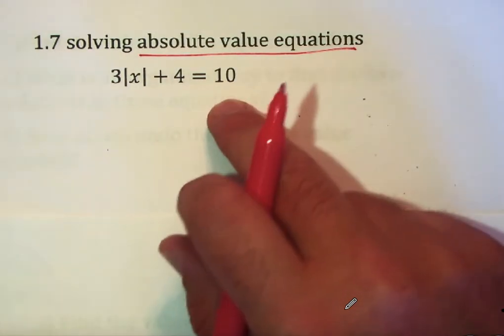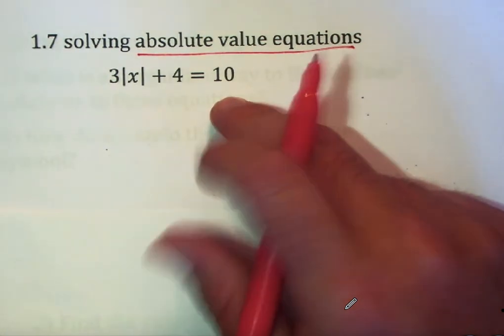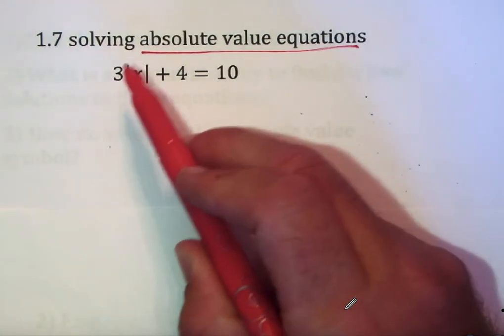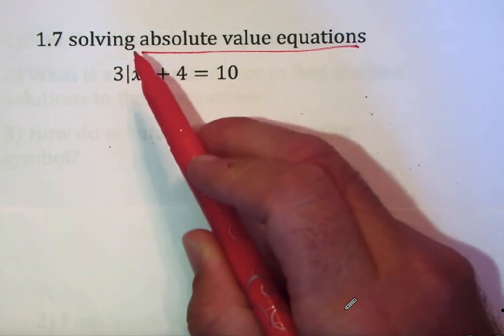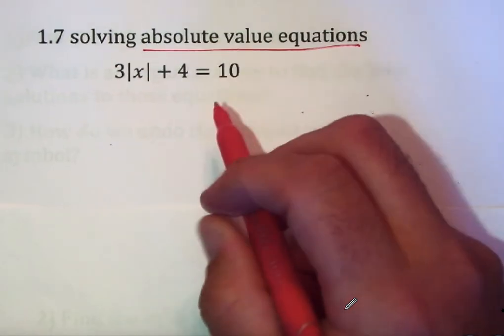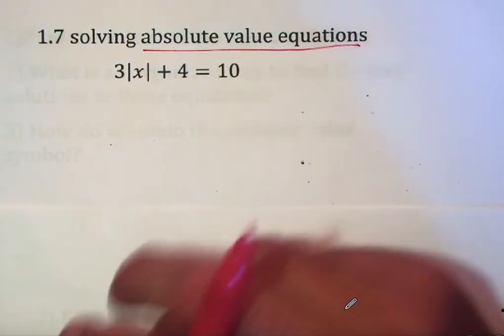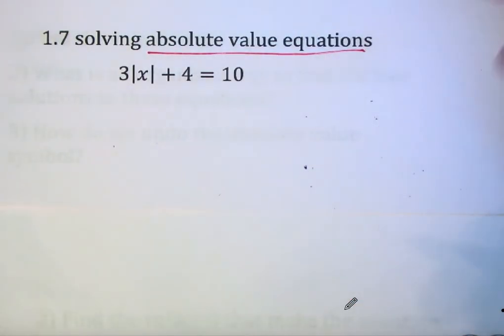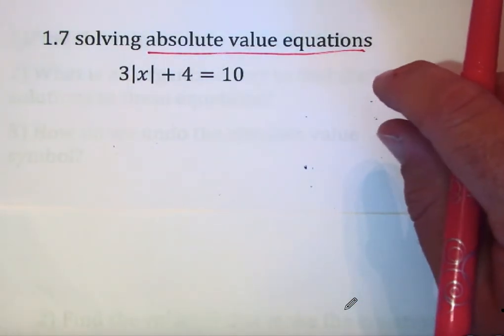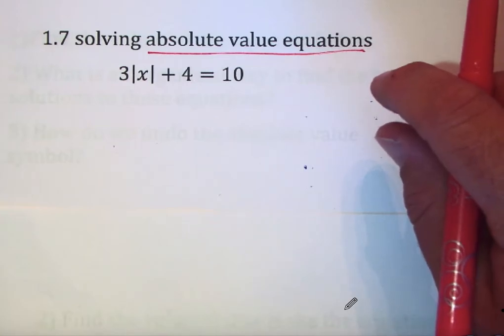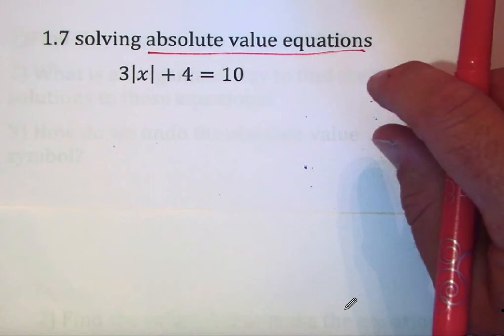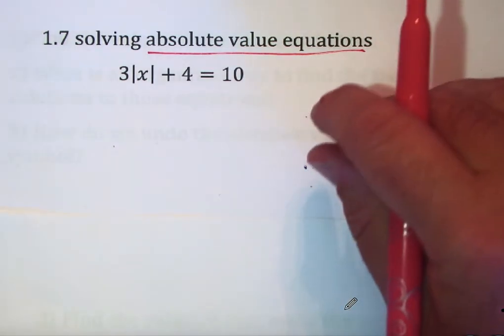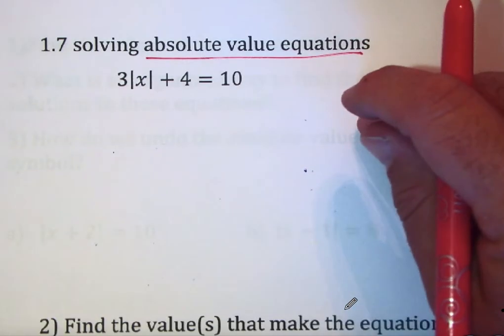Can someone read that for me? Sure, I can. 3 times the absolute value of x plus 4 equals 10. Great. And we're going to solve it. Solving is all about finding what makes it true. So what number works here? Can anyone think of one that works? Maybe, maybe not. We've got a couple thinking.